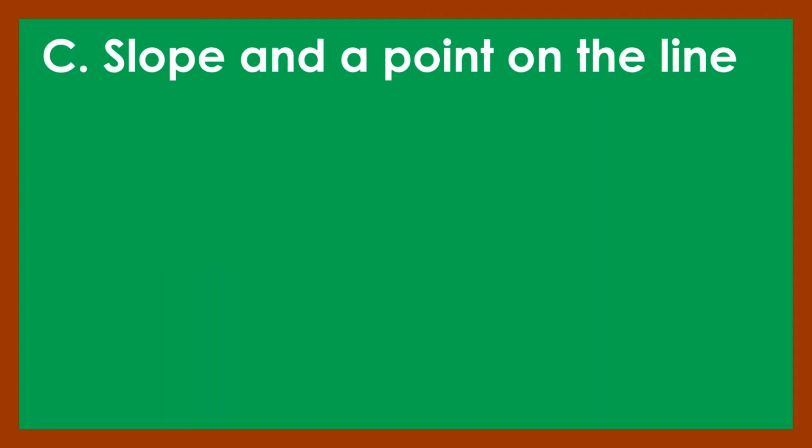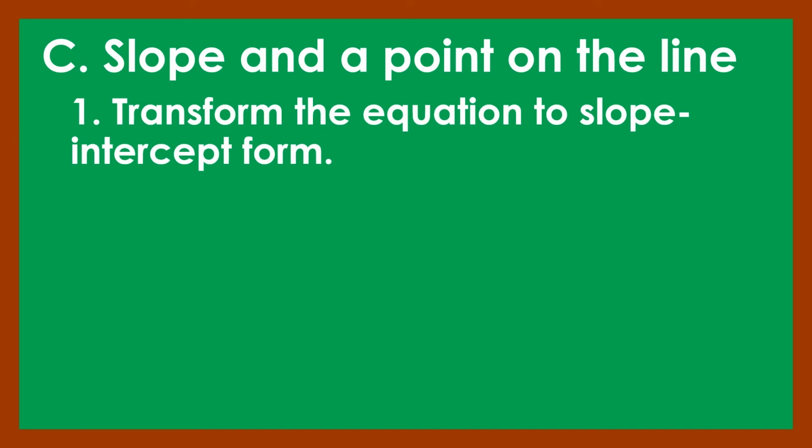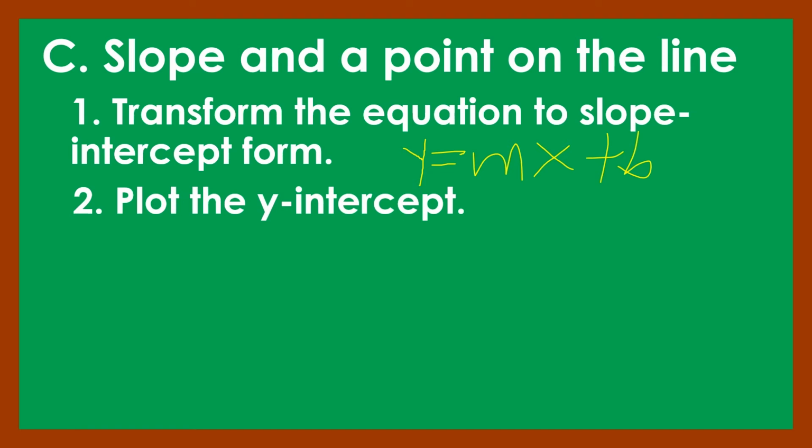Next condition, what if the slope and a point on the line would be our given? How are we going to graph the line? So these are the steps. First step, we're going to transform the equation to slope-intercept form. As we all know, when we say slope-intercept form, it is in the form y is equal to mx plus b. Okay. Then, we're going to plot the y-intercept.